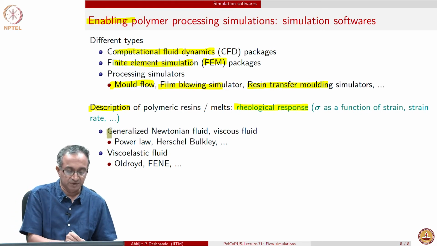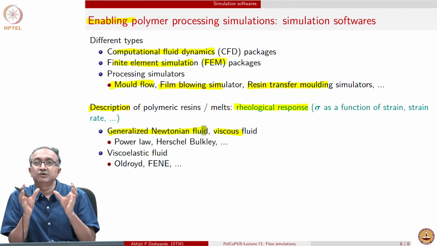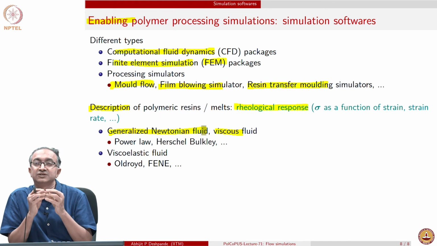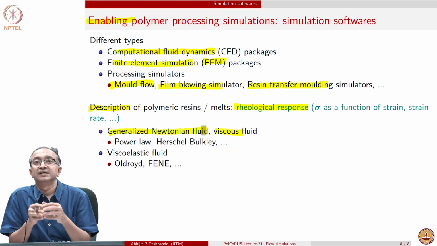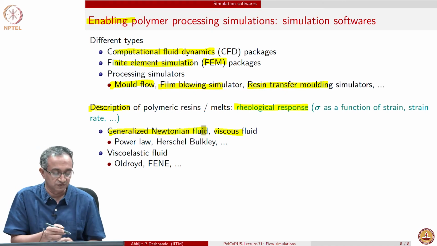For example, you could have a viscous fluid which is called a generalized Newtonian fluid, where the overall model looks very much like a Newtonian fluid, but instead of viscosity being a constant, it is a variable and it depends on the shear rate itself. So, that is one class of material.